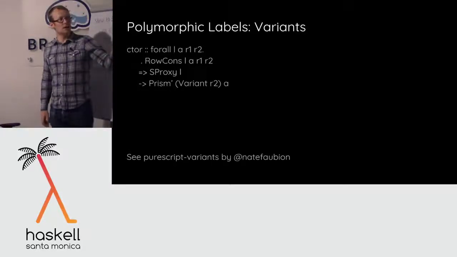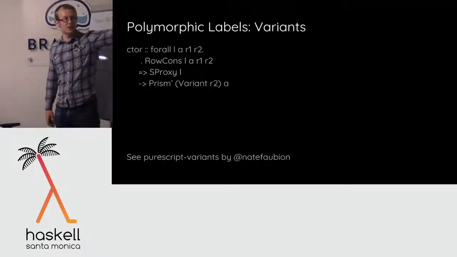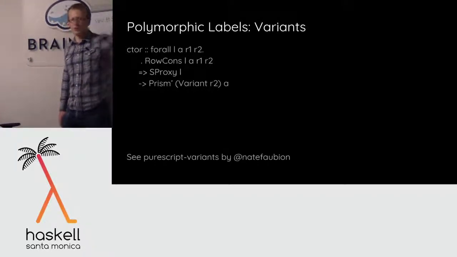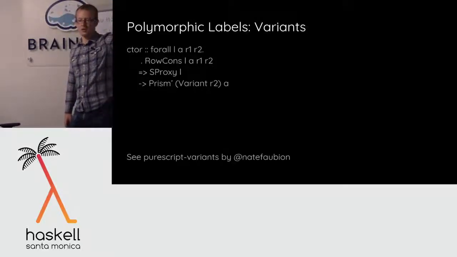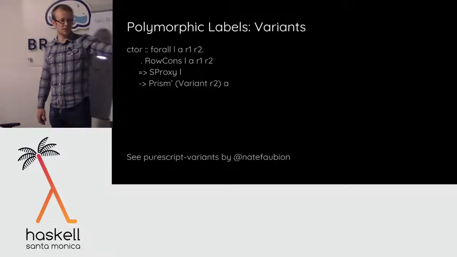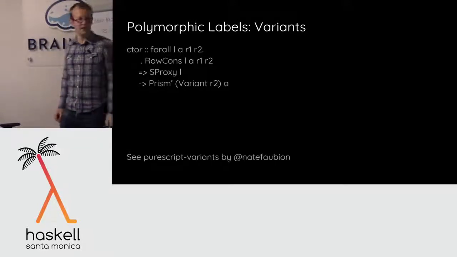So instead of lenses, if I change this into a prism, this is now a function that can be implemented, right? If you want a prism that looks at a certain constructor, and you can give me a value level proxy for a type level string that's the name of that constructor, then I can build you that prism. And this is implemented in Nathan's PureScript variance library.